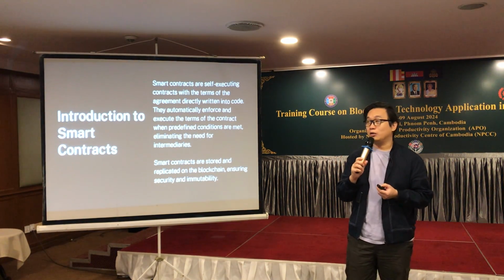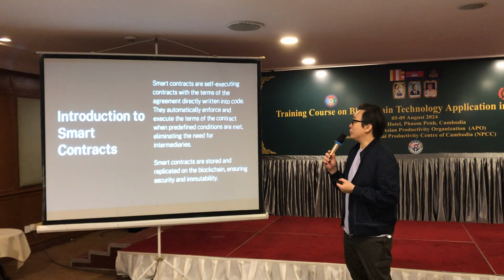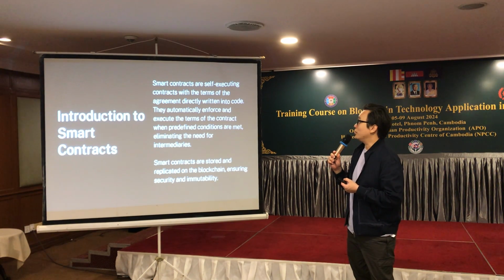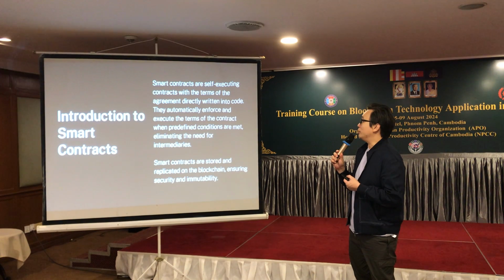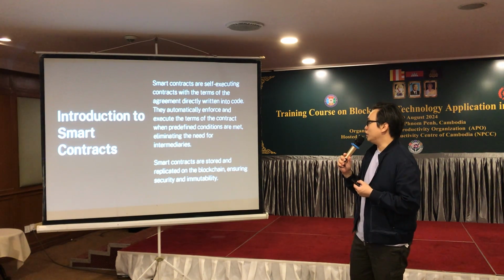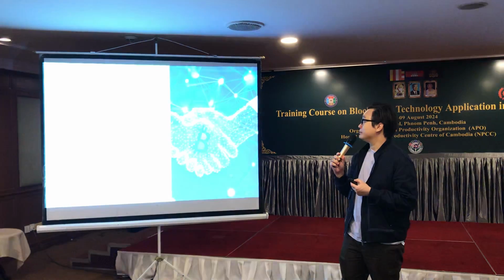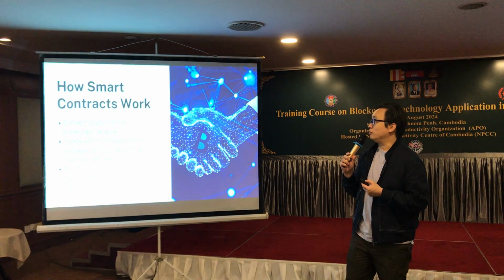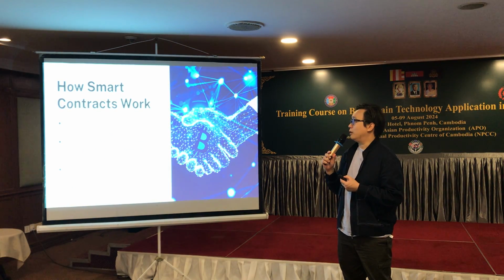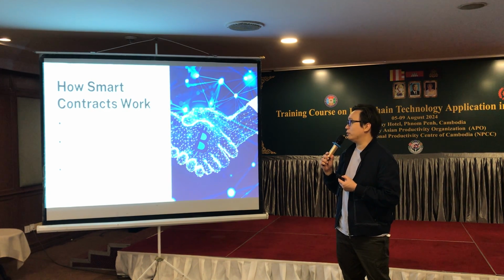Introduction to smart contract, right? So smart contracts are self-executing contracts, with the terms of the agreement written into code. Smart contracts are stored and replicated on the blockchain, ensuring security and immutability. So how this works, you connect to your chosen blockchain network, create a front-end application, and then fund your collateral account to transact with cryptocurrency.